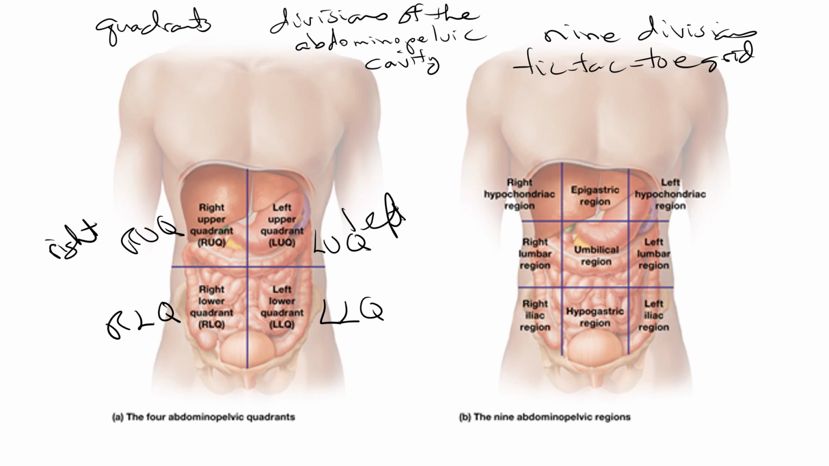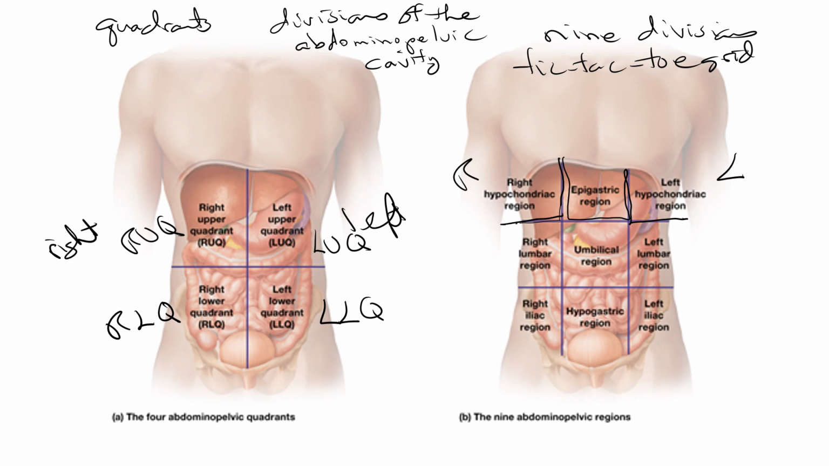Pretty simple. The 9 divisions are slightly more complicated, but it's really not too bad. The hypochondriac region is this region here and here. Hypo meaning below, chondria meaning ribs, so underneath the ribs. This is the right hypochondriac region, and this is the left. You have the ribs overlying part of the liver here, and the left hypochondriac region overlying part of the stomach here. And then you have the epigastric region in the middle, between the left and right hypochondriac regions.